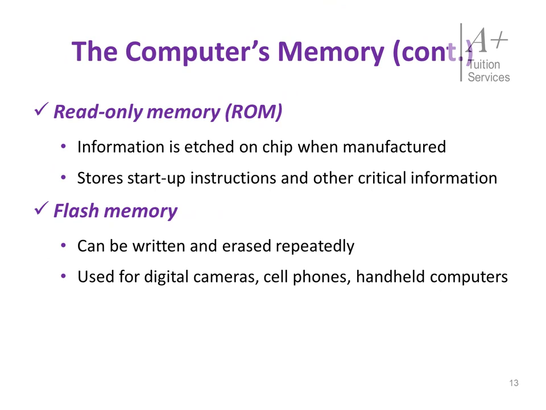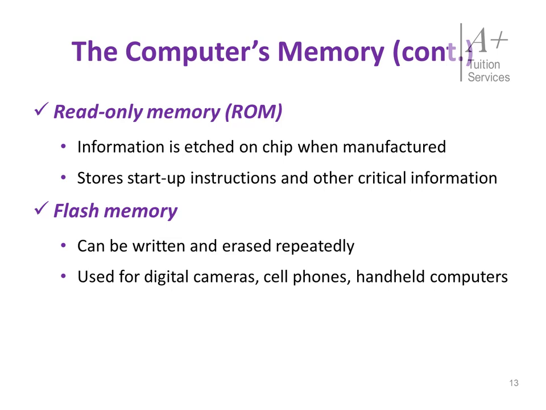Now we have the other type of the computer's memory, and that is read-only memory, or ROM. Here information is etched on the chip when manufactured. It stores startup instructions and other critical information. Basically, the ROM will have all the information that the computer requires to process data into information and so forth. It is not volatile memory, meaning if the computer cuts off, it won't be lost. It is always there and it is stored in the chip of the computer.